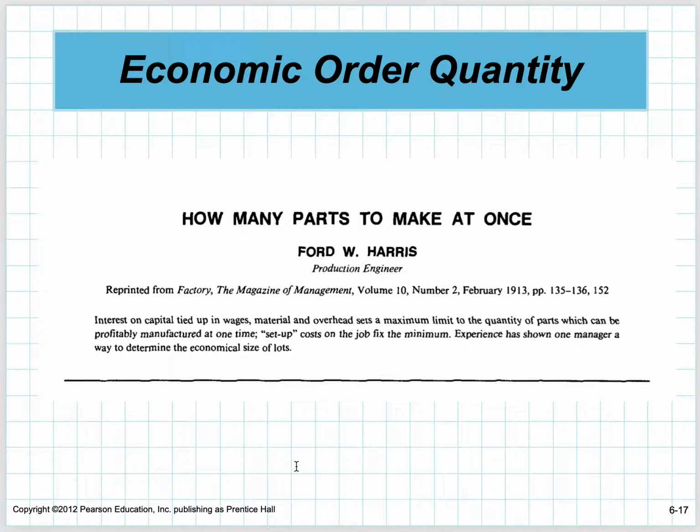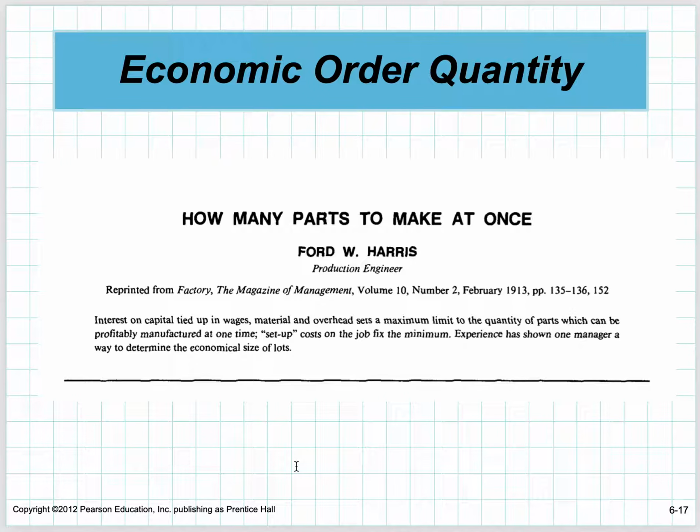This comes all the way back to 1913. Here's the header from the original paper by Ford Harris, which I confused with Harrison Ford. I don't know why. Well, I guess I know why. It's obvious. How many parts to make at once? Notice that he wasn't talking about how many orders, but how many products to make or order at a single time. But it's the same problem, whether you're ordering it from your own factory, which means scheduling it in production, or ordering it from a supplier.